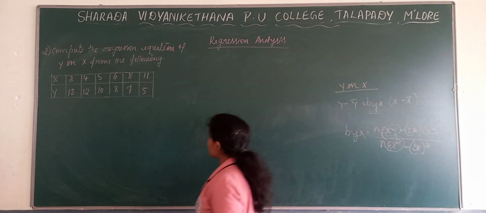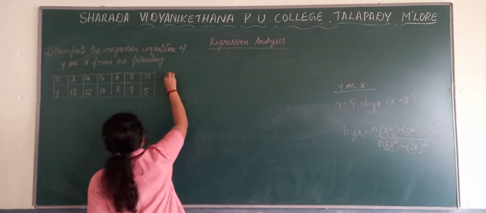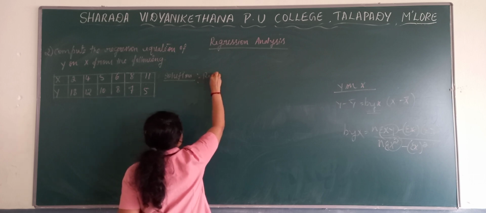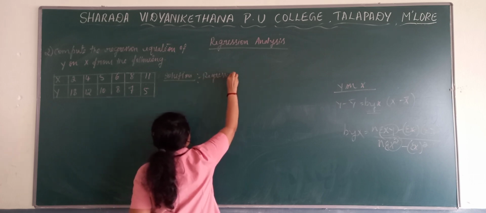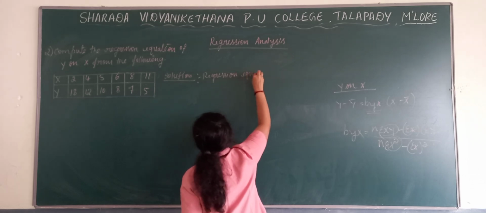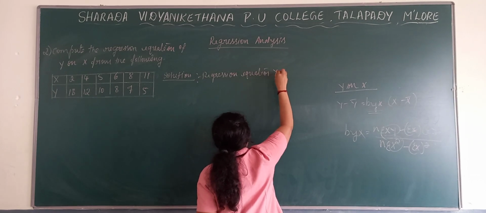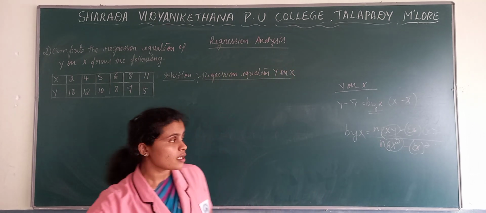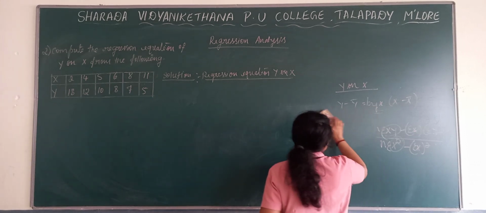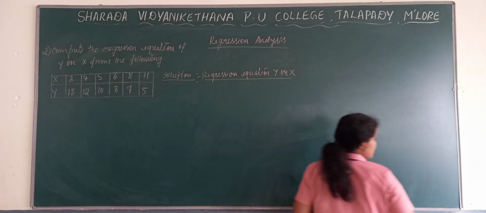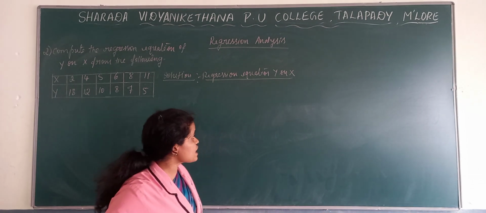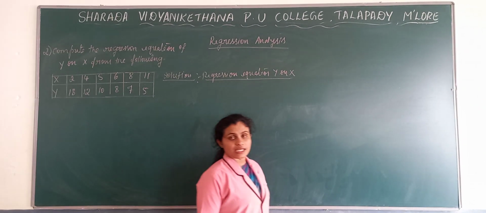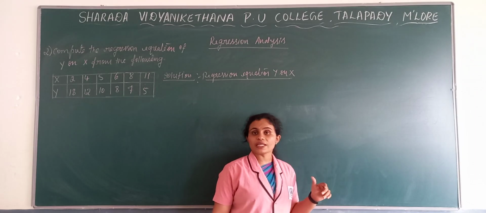Now firstly, we will prepare the table and write the solution. Regression equation y on x. Firstly we need to find x bar and y bar. Since it is y on x, we need to find byx. If it is x on y, we need to find bxy.